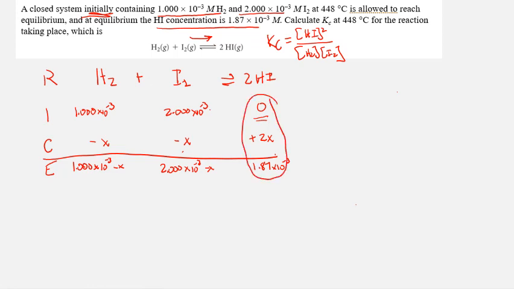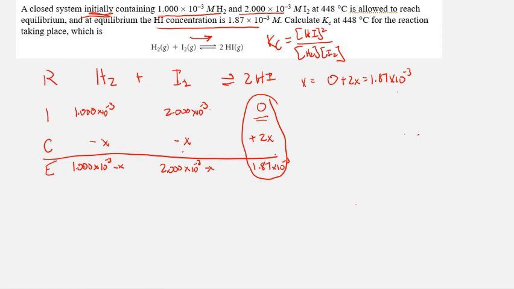So we can just set up an equation here where we have the value for X, which is going to tell us again the change in X for all of the different reactants and products. So my X, I can set that equal to 0 plus 2X equals 1.87 times 10 to the negative third.